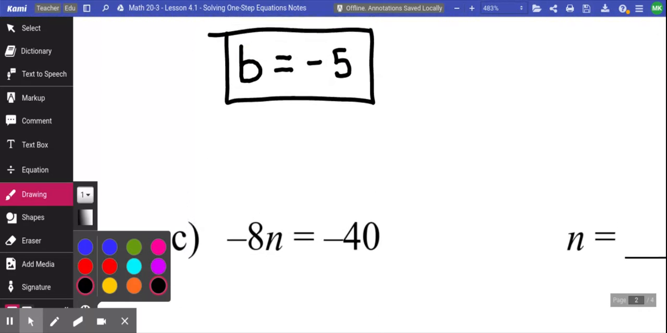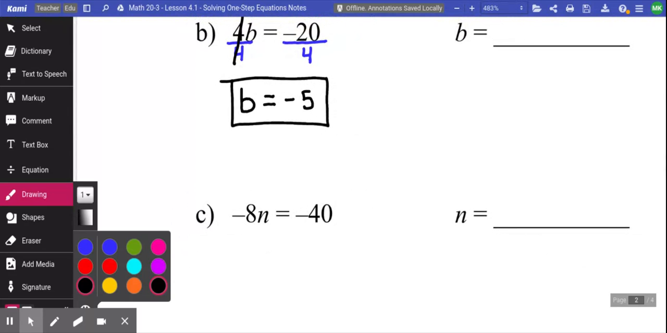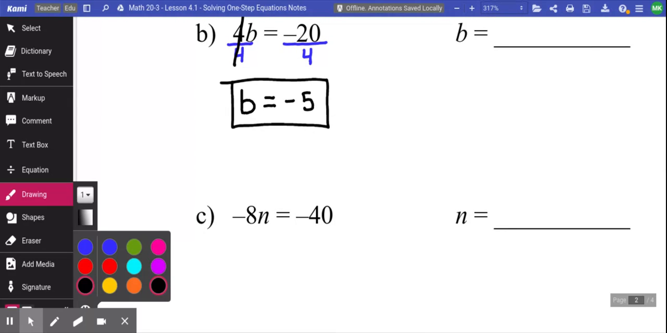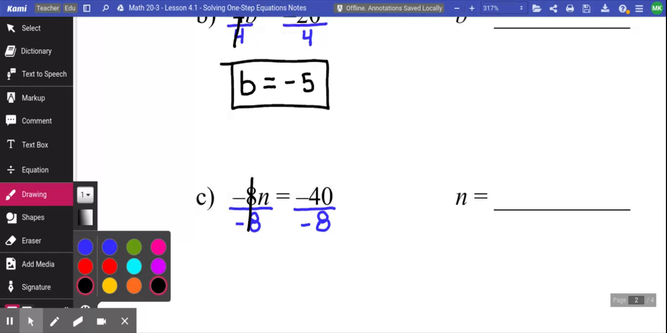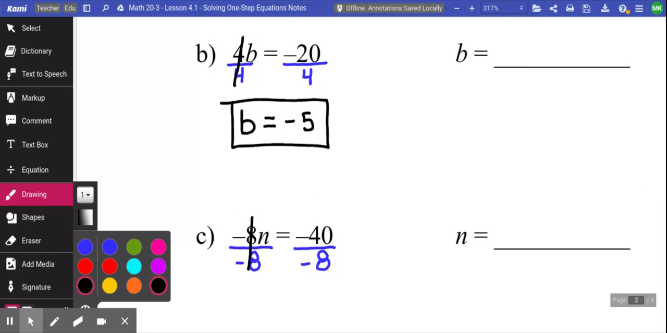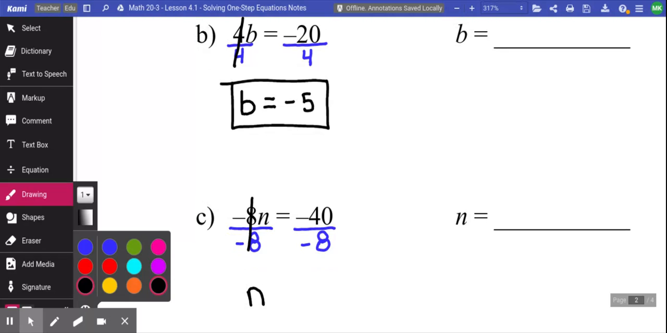If you look down at C, this means negative 8 times n. Right? If there's nothing there, it's times. The opposite of times, or the opposite of multiplication, is dividing by negative 8. What you do to one side, you do to the other. Those negative 8s will cancel each other out. That means I have n equals negative 40 divided by negative 8 is positive 5 in your calculator.